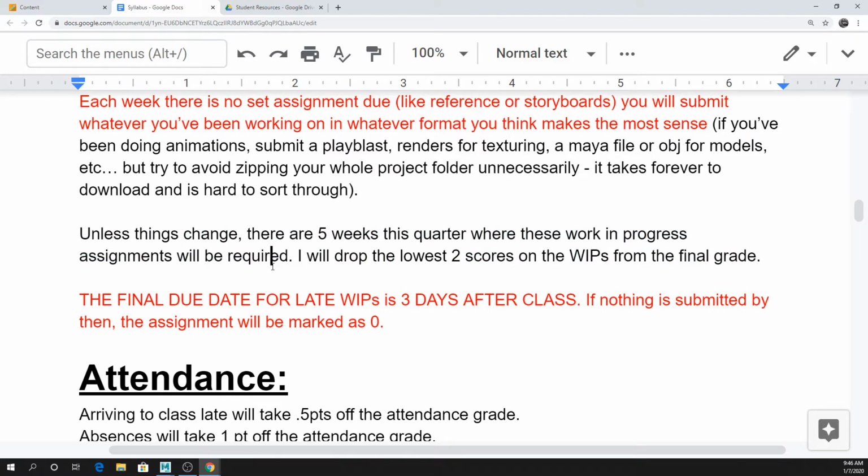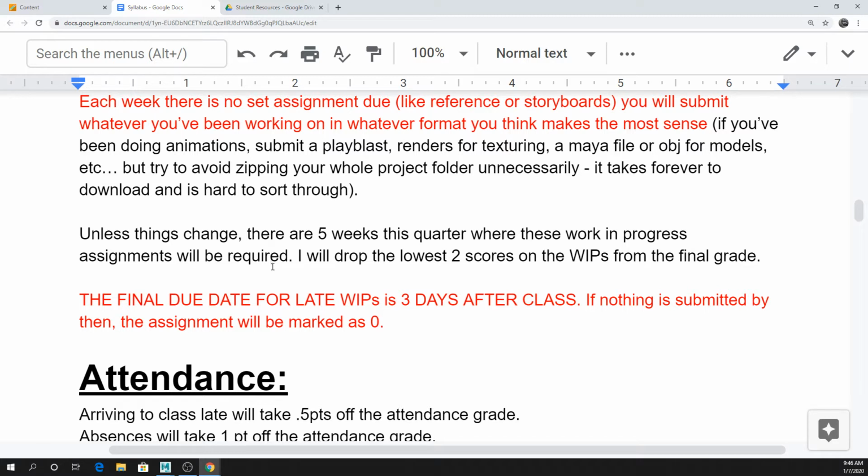So you could approach this 2 different ways. The way that I would suggest, the quote-unquote responsible way, is to submit all of the work in progress assignments, and if maybe one of them you didn't get a grade that you were happy with or is a little bit lower, if you do an extra assignment, that lower grade will get dropped in favor of the higher one.